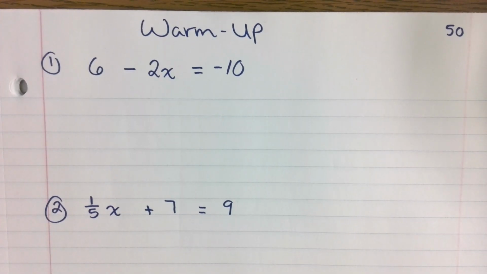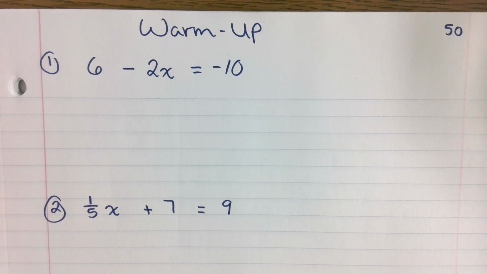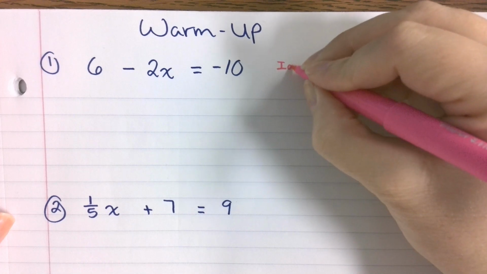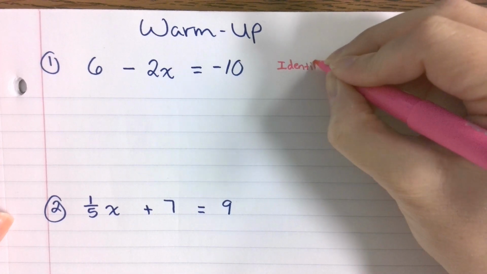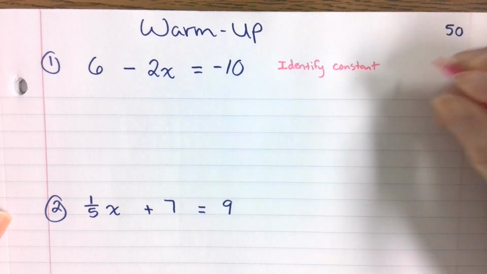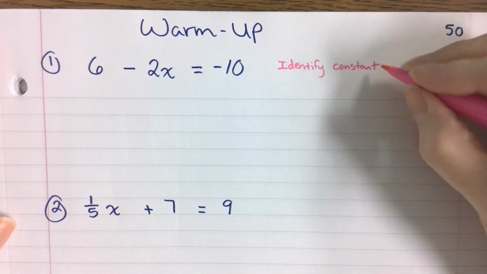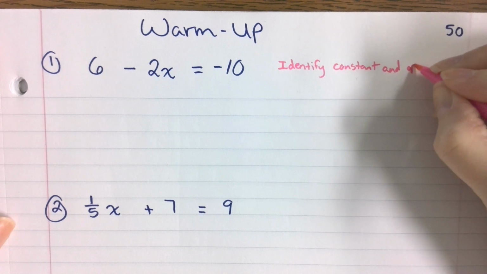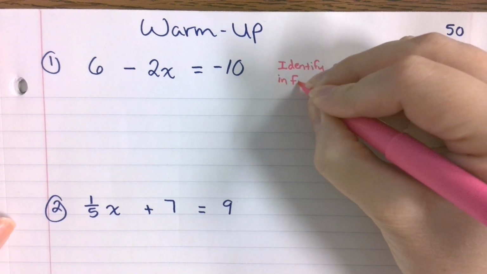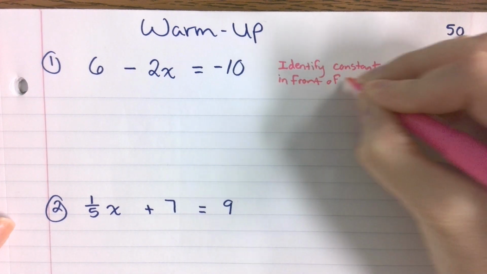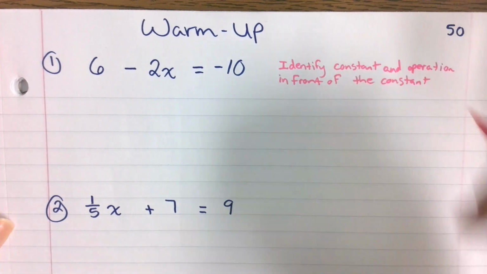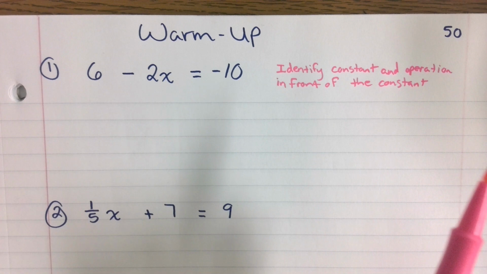you can. Remember last week I said in order to break it down real simplistic, the first thing you should do is identify the what? The constant. So you're going to identify the constant and you're going to identify the operation that was in front of the constant. Okay, so we're going to identify the constant and the operation that's in front of it.